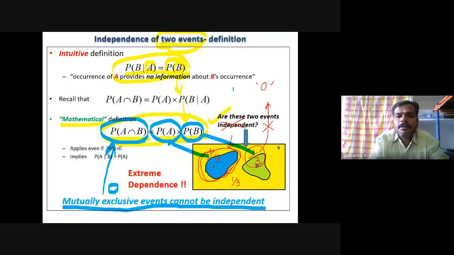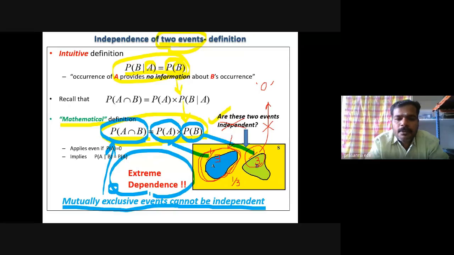This is an important point about independence and mutual exclusiveness. If two events are mutually exclusive, they cannot be independent. In other words, mutually exclusive events will definitely be dependent on each other, which is why we call it extreme dependence. These are just fine points you should note about independence.